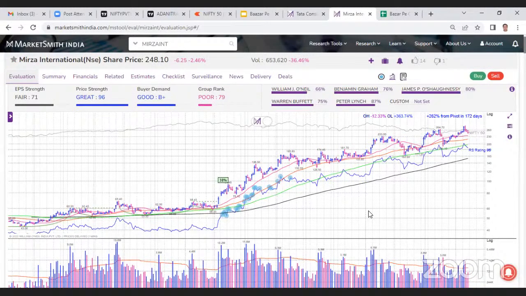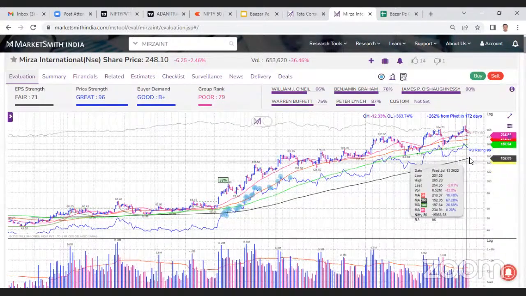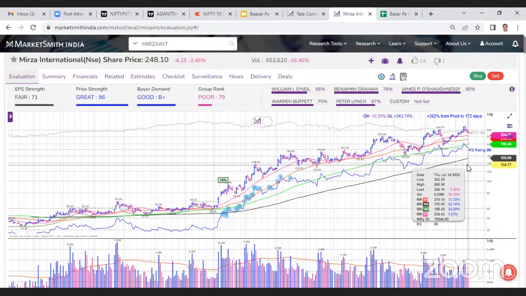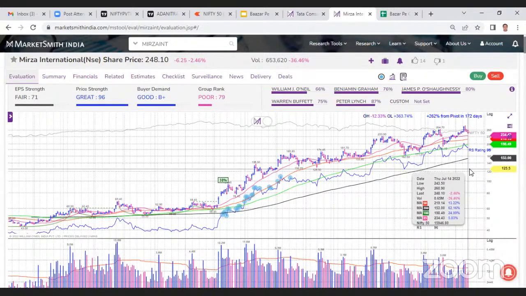Okay. So this is the chart of Mirza International. The stock is in the bullish zone itself, but from the past 3 days, the stock has found some resistance, and from 11th July itself, it is trying to deteriorate, and it is falling consecutively for the past 3 days. So that is a point of worry. Otherwise, the stock is in the positive zone only, and it is trading above all its key moving averages as well.